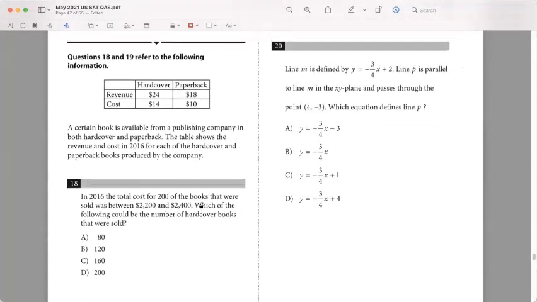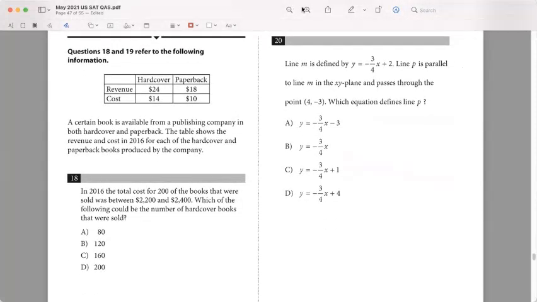Okay. Number 18. A certain book is available from a publishing company in both hardcover and paperback. The table shows the revenue and cost in 2016 for each of the hardcover and paperback books produced by the company. In 2016, the total cost for 200 of the books that was sold was between 2,200 and 2,400. Which of the following could be the number of hardcover books that were sold?